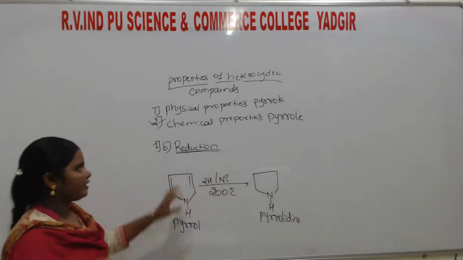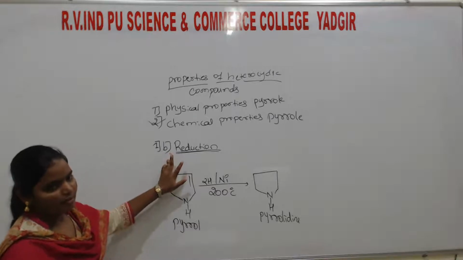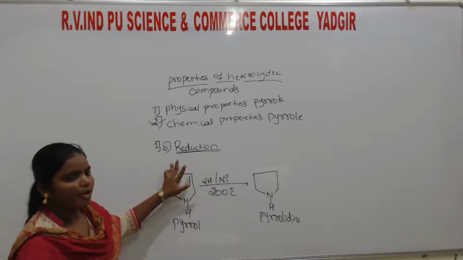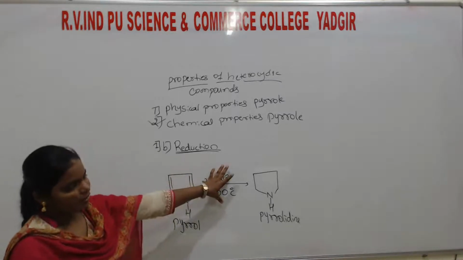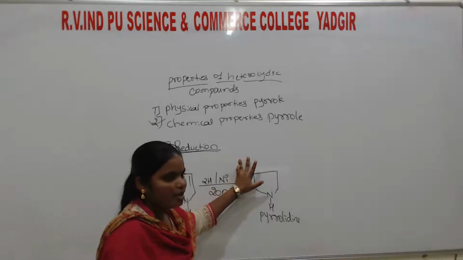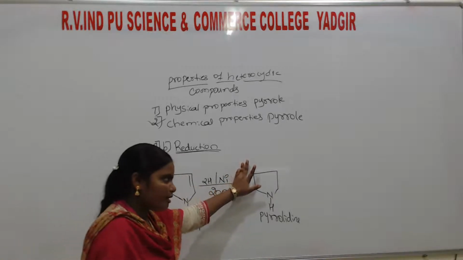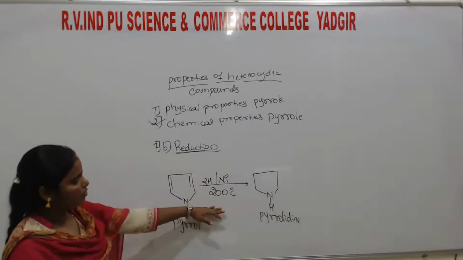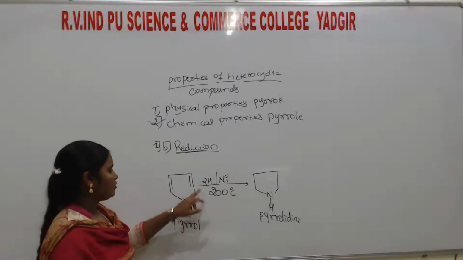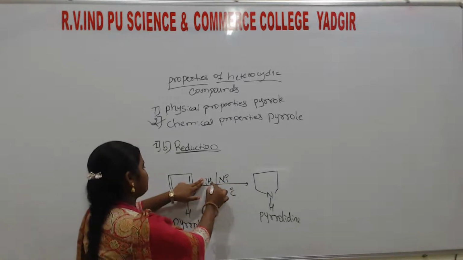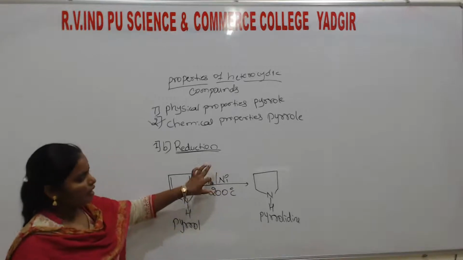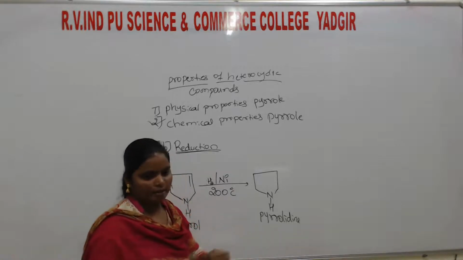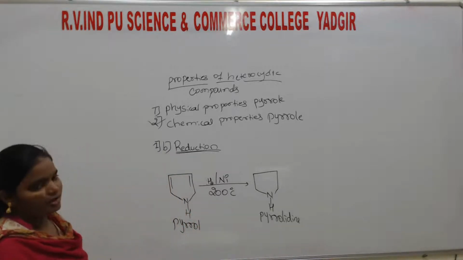This is the second reaction. First, the reaction takes place in the presence of zinc and acetic acid, and pyrroline is formed. Then that pyrroline is heated with hydriodic acid and red phosphorus to form pyrrolidine. In this pyrrole catalytic reduction, nickel is the catalyst. I will take H2 here, H2 and nickel as a catalyst, heated at 200 degrees Celsius to form pyrrolidine. This is the first reaction.